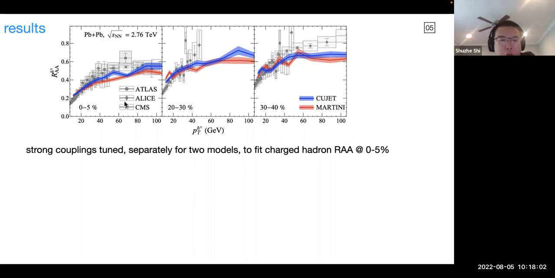In this work, we tune the strong coupling independently for these two models, such that both of them could match the charged hadron RAA at 0 to 5% in 2.76 TeV Pb-Pb collisions. So these curves are tuned to be the same. And by tuning these two curves to be the same, it is not surprising to observe good agreement across other centrality ranges. So this is charged hadron RAA.